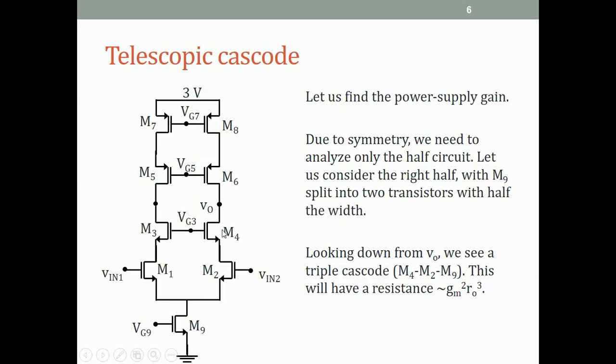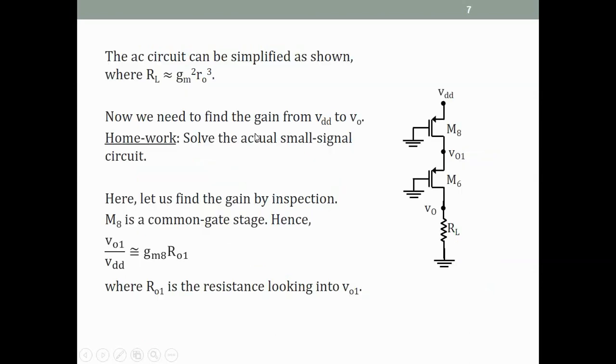Looking down from VO, in that half circuit, we will see M4, M2, M9, a triple cascode. And so the resistance looking down from VO will have the resistance of a triple cascode, which is of the order of GM squared RO cubed, which we've seen before. So we can simplify this circuit. We draw only the half M8, M6, and below VO we draw just a load resistance of the order of GM squared RO cubed. So this becomes our circuit, and we want to find the gain from VDD to VO.